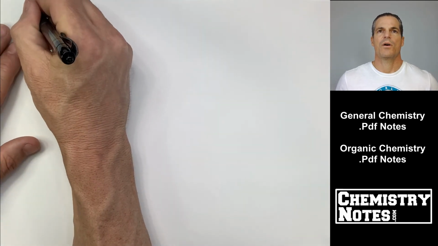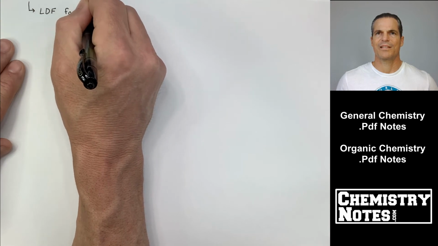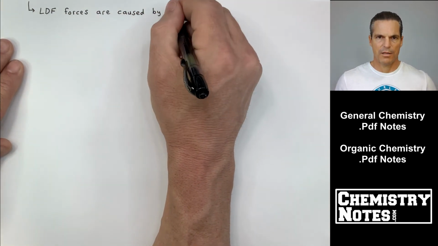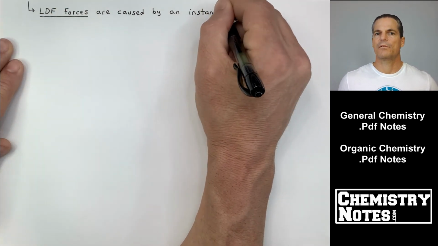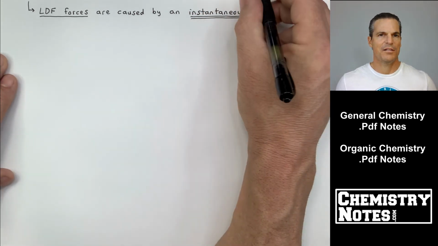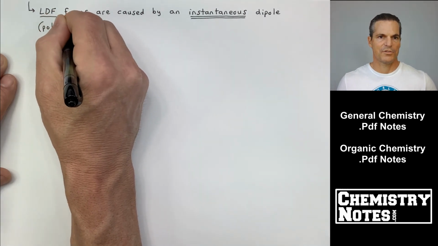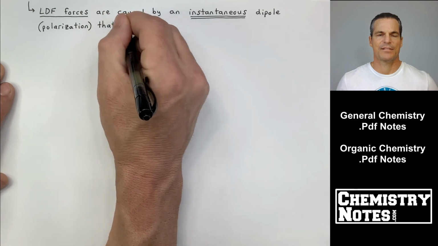All right, so how do London dispersion forces work? How can something that's nonpolar be attracted to something else that's nonpolar? How are we going to get them to aggregate? Well, it's all about two phrases, an instantaneous dipole and then another phrase called an induced dipole. So we're going to go through a little drawing here, a little schematic of how this would work. All right, kind of a step-by-step.